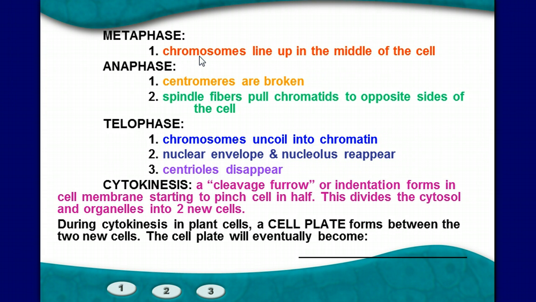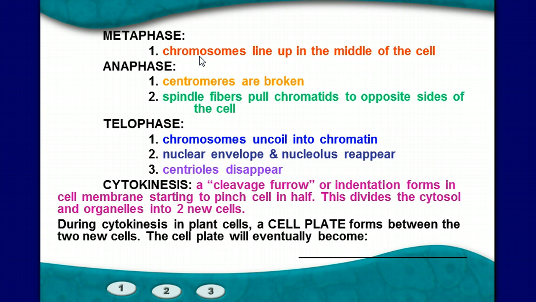Now, anaphase is when the centromeres are broken and the spindle fibers that have grown out of those centrioles, literally, which have attached to the centromeres, pull those chromatids apart to opposite sides of the cell. Telophase is when the chromosomes uncoil into chromatin and the nuclear envelope and nucleolus reappear, and then the centrioles disappear.